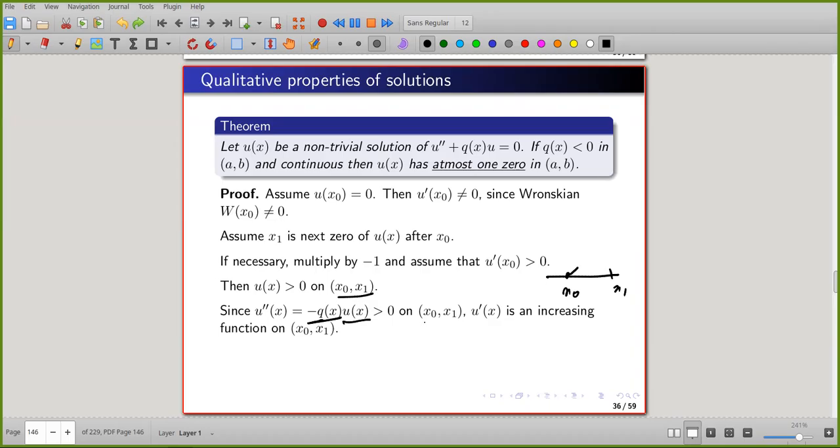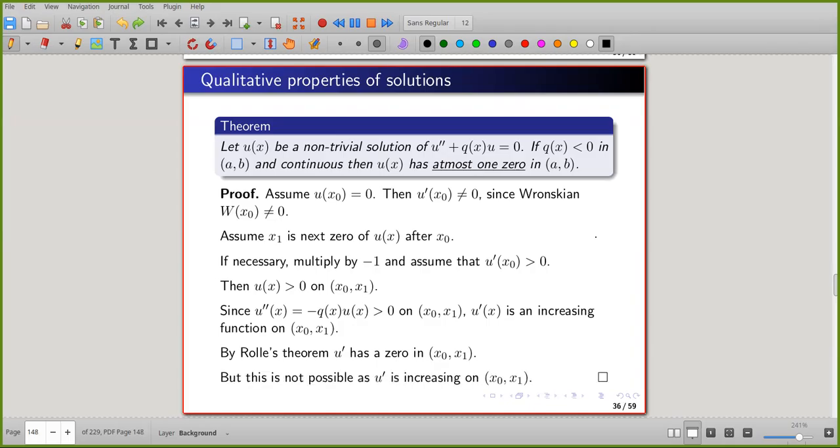So this statement is telling us that the slope is increasing on this interval, but if u had to come down, that would mean that the slope, this u dash x, has to decrease. So that is really the contradiction. I'm saying, okay, I've used Rolle's theorem. By Rolle's theorem, u dash has a 0 in (x naught, x1), but this is not possible as u dash is increasing on (x naught, x1).